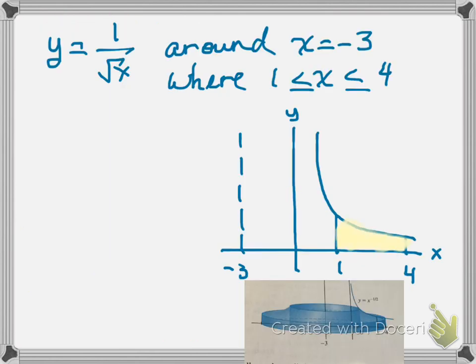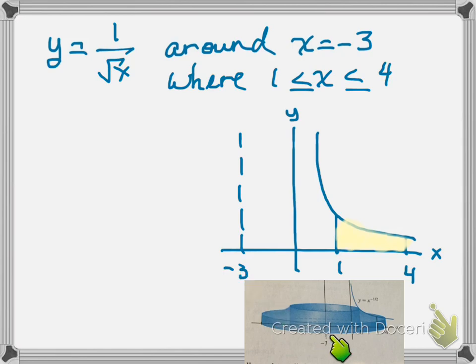All right, last example with the shell method. We've got this function here. It's similar to the reciprocal function as far as how it looks on a graph, which you could just type in your grapher. And we're going to wrap that around the vertical line x equals -3, which I have drawn over here. Here is this 1 over square root x function, and we only want to look at it from 1 to 4.